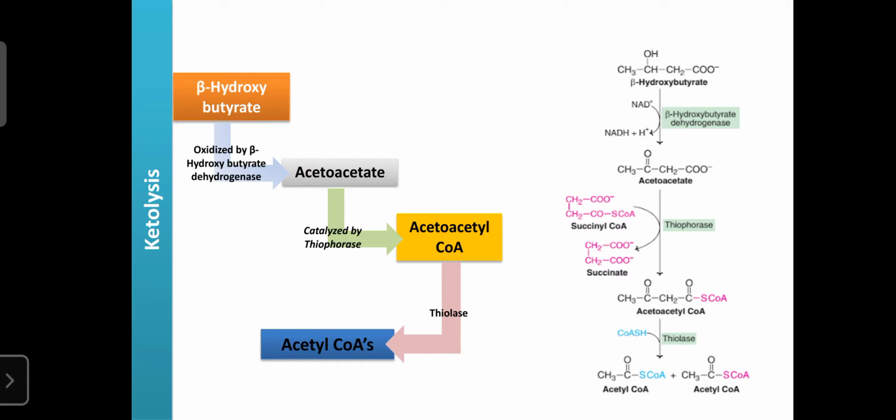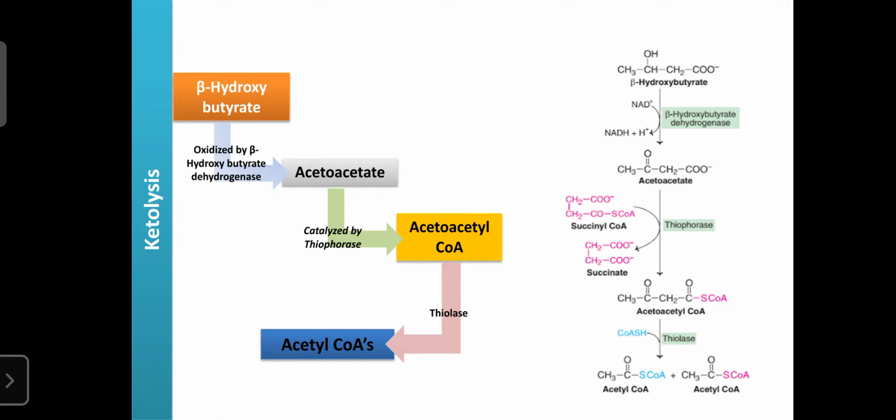So that is beta hydroxybutyrate. It is an important ketone body, responsible for the generation of energy. It can be converted or metabolized into acetoacetate. This is an oxidation reaction, catalyzed by the beta hydroxybutyrate dehydrogenase enzyme, which converts beta hydroxybutyrate into acetoacetate.